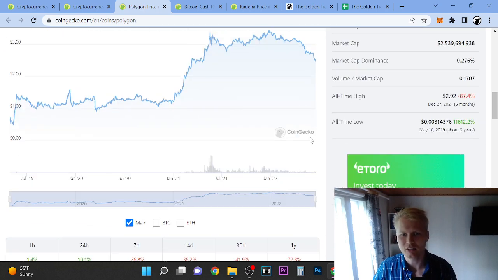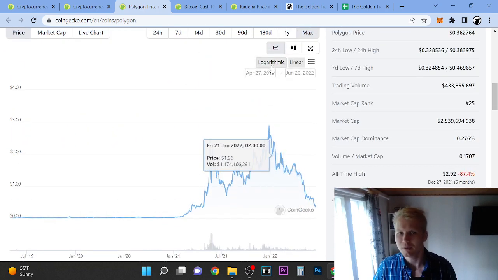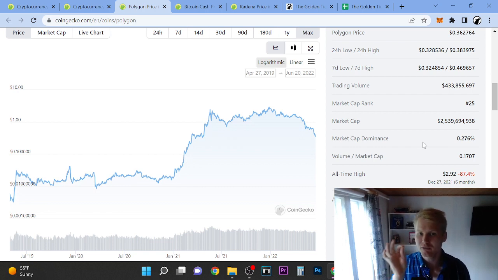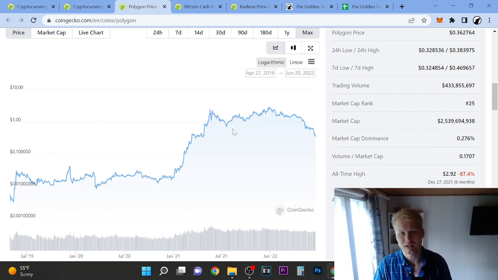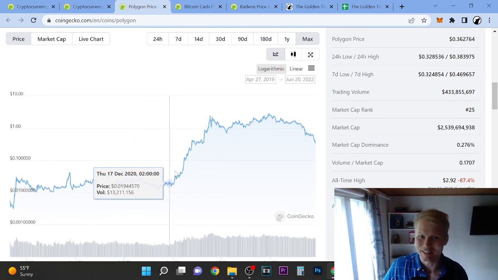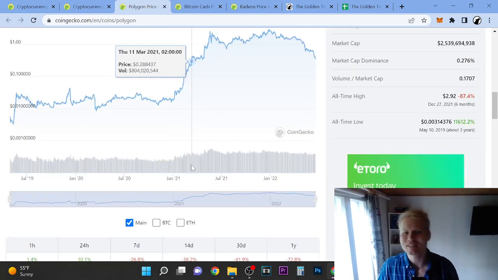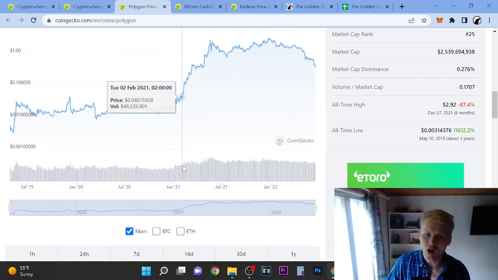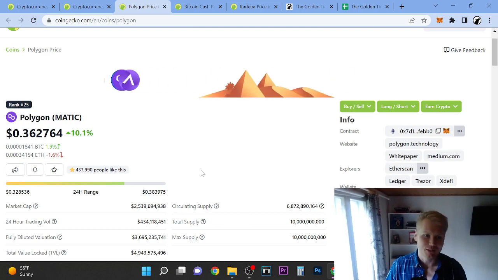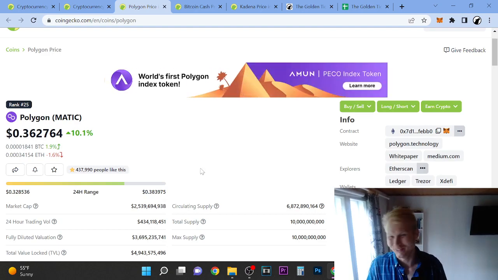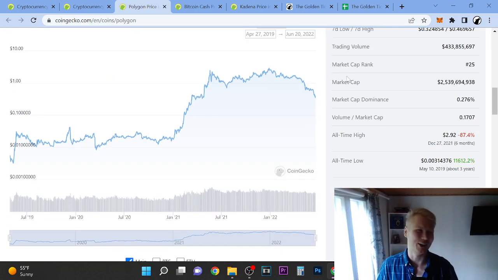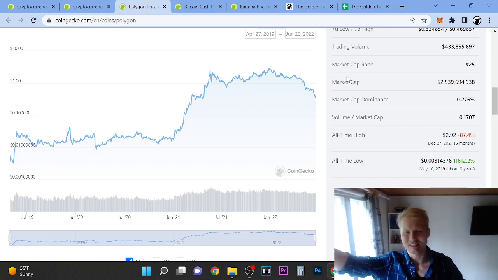If you look at the linear chart, it looks like we have dropped a lot, but the drop hasn't even started yet. So be careful out there, guys. Be very careful with this stuff. The real bottom is 1 cent. I'm not saying we're going to go to 1 cent, but if we do, I'm definitely going to buy some MATIC, when people just panic and sell.